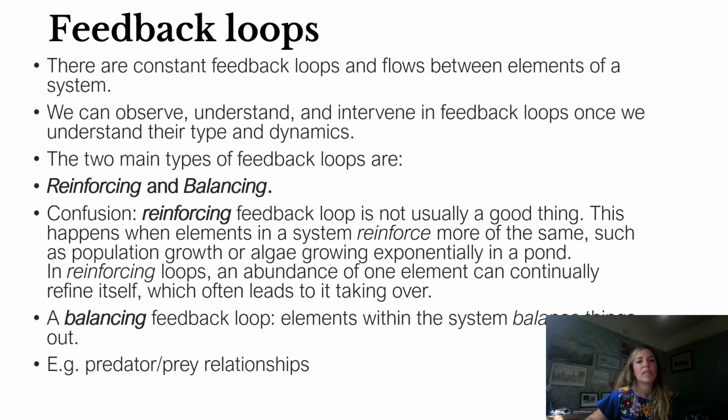This happens when elements in a system reinforce more of the same, such as population growth or algae growing exponentially in a pond. And in reinforcing loops, an abundance of one element can continually reinforce itself, which often leads to it taking over. A balancing feedback loop, however, is where elements within the system balance things out. You can observe this in nature through predator-prey relationships. So if you take out too much of one animal from an ecosystem, the next thing you know, you have a population explosion of another, which is the other type of feedback, which is reinforcing.